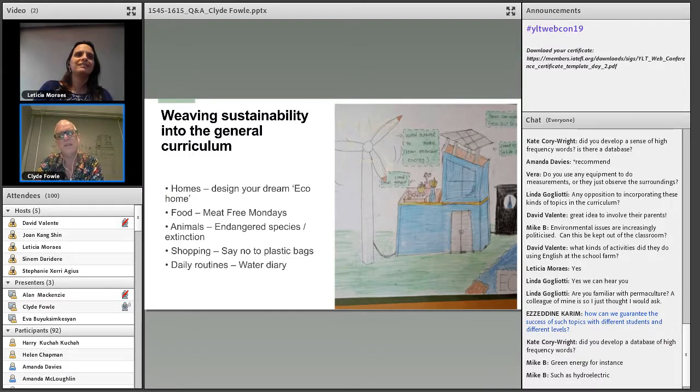And I was working in an international IB school, so lots of it has great links to science and other school subjects. So they're learning a lot of vocabulary that's useful for them in their science classes too.